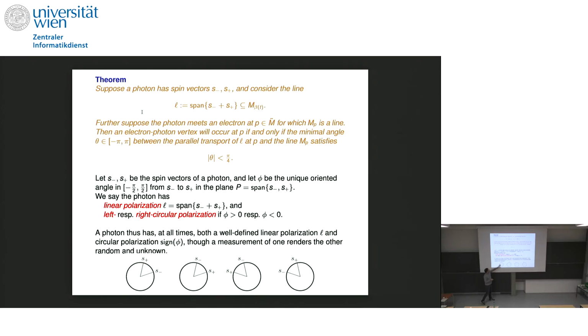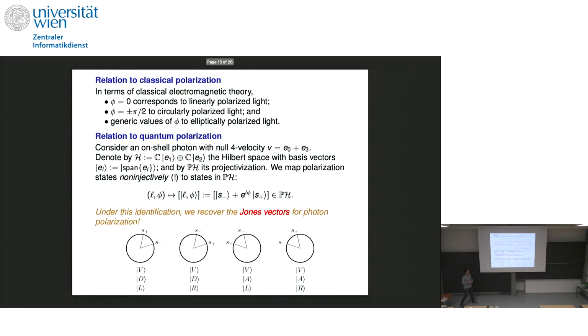So this is kind of what you can picture. There are different ways you can have these two spin vectors. And so, how is this related to classical polarization for photons? We have an electromagnetic wave. In terms of classical electromagnetic theory, phi equals 0 corresponds to linearly polarized light, phi equals plus or minus pi over 2 to circularly polarized light, and generic values of phi to elliptically polarized light.